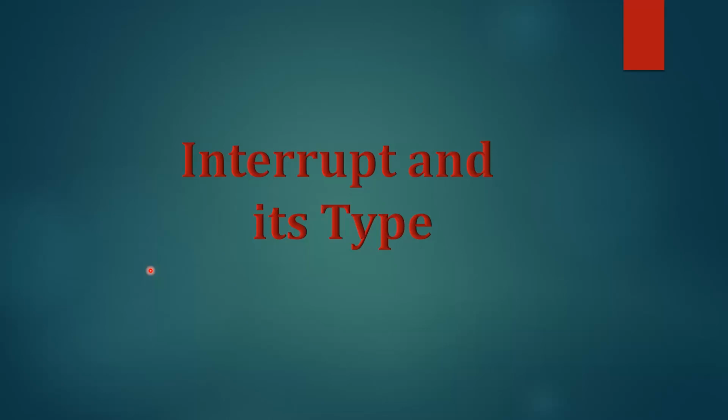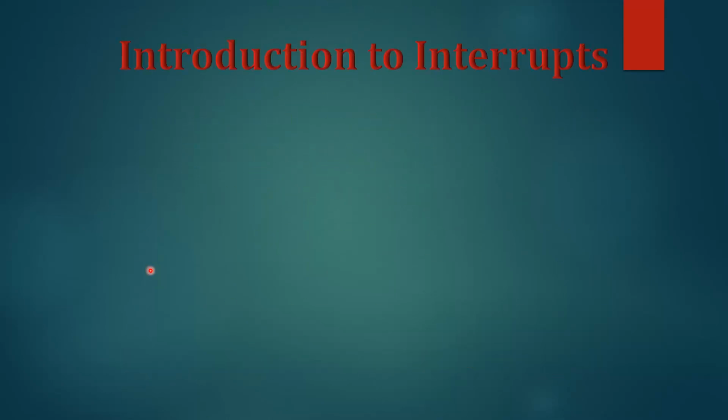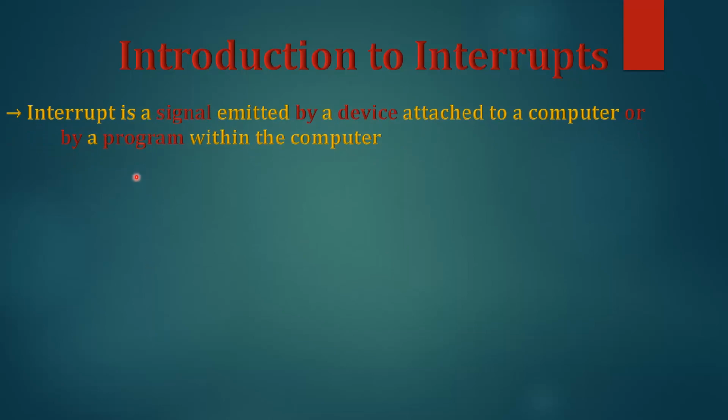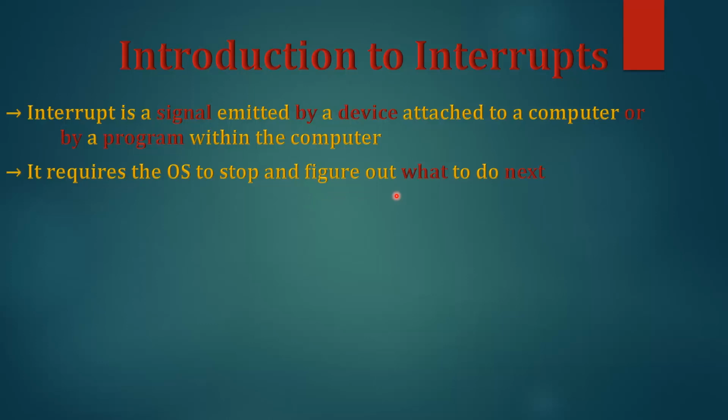In this video, I'll tell you about interrupts and their types. So let's get started. First of all, introduction to interrupts. What are interrupts? An interrupt is a signal emitted by a device attached to a computer or by a program within the computer. Next, it requires the operating system to stop and figure out what to do next after getting an interrupt. Then it provides us multiprocess and multitasking capabilities.